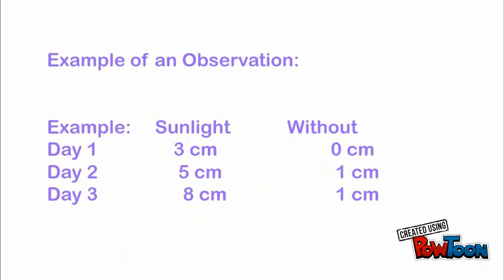So at the bottom, I gave an example of my plant. So I would do it in 20 days on that side, and then with sunlight and without sunlight, I would record the height of the plant on those days. And then I would determine how much it's grown in 20 days.